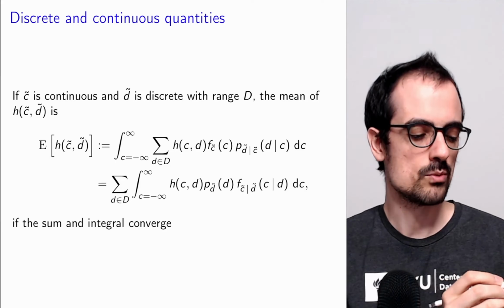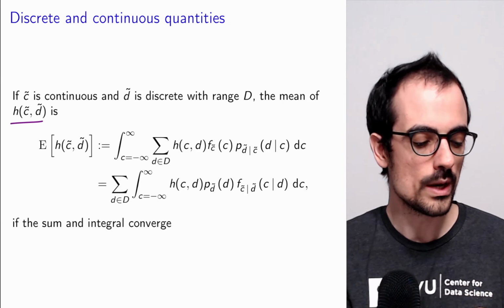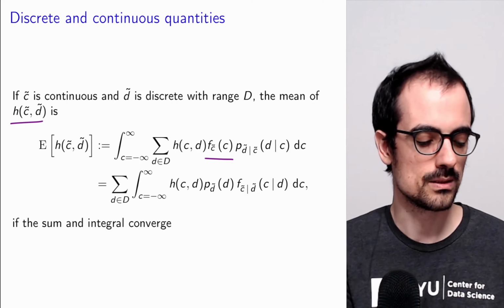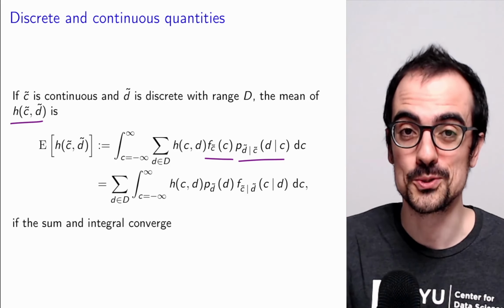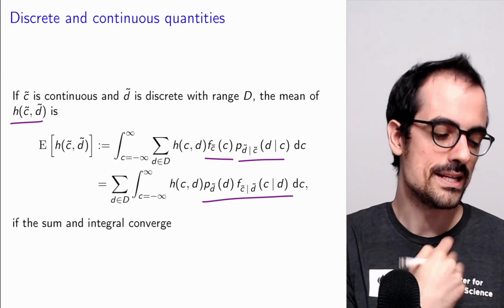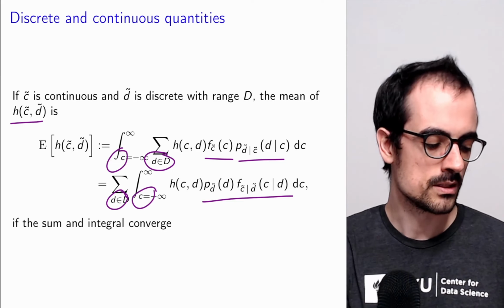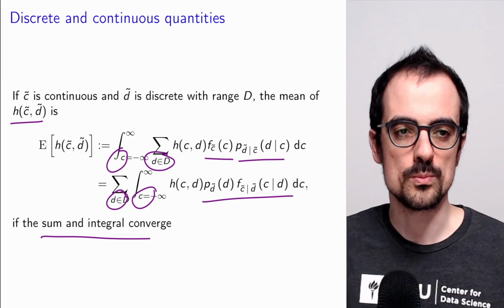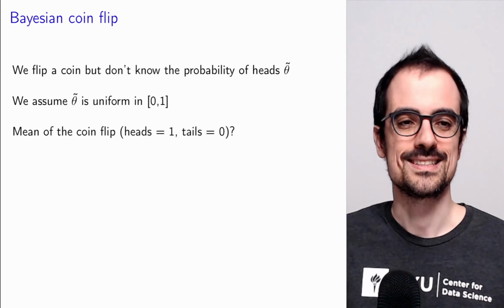At the end of the day, if we have a function of a continuous and a discrete random variable and we want the mean, what we do is we weight it by the marginal density of the continuous random variable times the conditional PMF of the discrete random variable, or vice versa, because remember that we have the chain rule for discrete and continuous random variables, so this is going to be equivalent. And then we sum over the discrete random variable and integrate over the continuous random variable. If this sum and integral converge, then the mean of that function is going to be equal to the result.